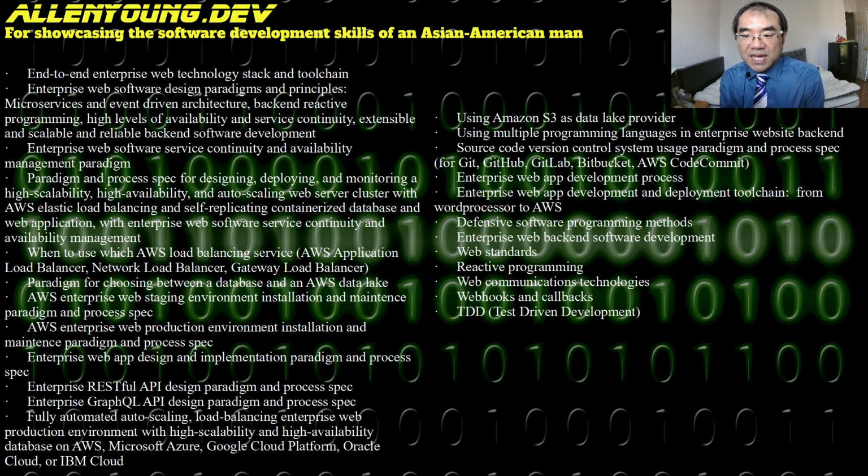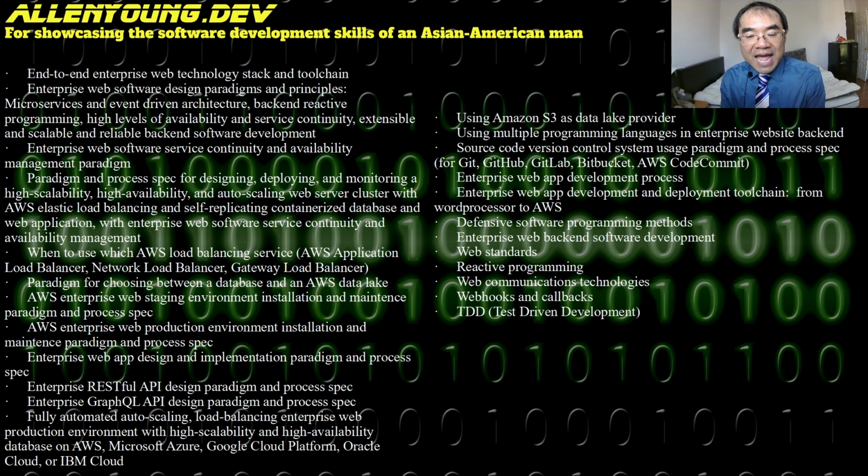Enterprise web app design and implementation paradigm and process spec. I'll talk about that later. Enterprise RESTful API design paradigm and process spec. Enterprise GraphQL API design paradigm and process spec. Fully automated auto scaling, load balancing, enterprise web production environment with high scalability and a high availability database on AWS, Microsoft Azure, Google Cloud Platform, Oracle Cloud, or IBM Cloud. It's work that needs to be done in enterprise web development and deployment.